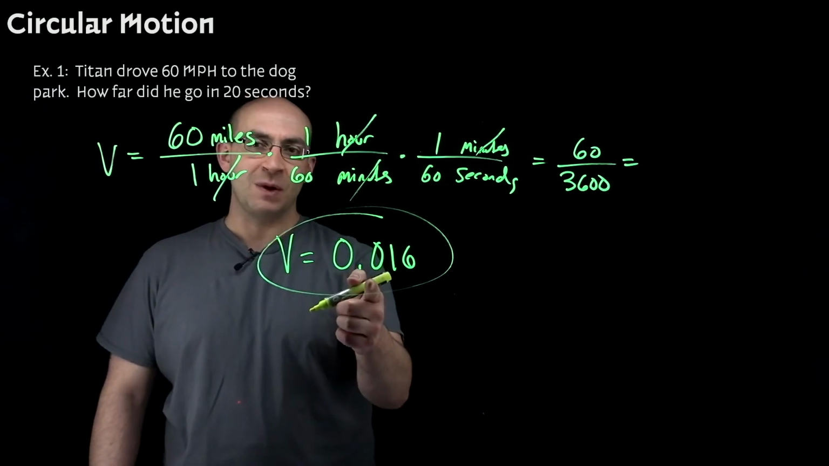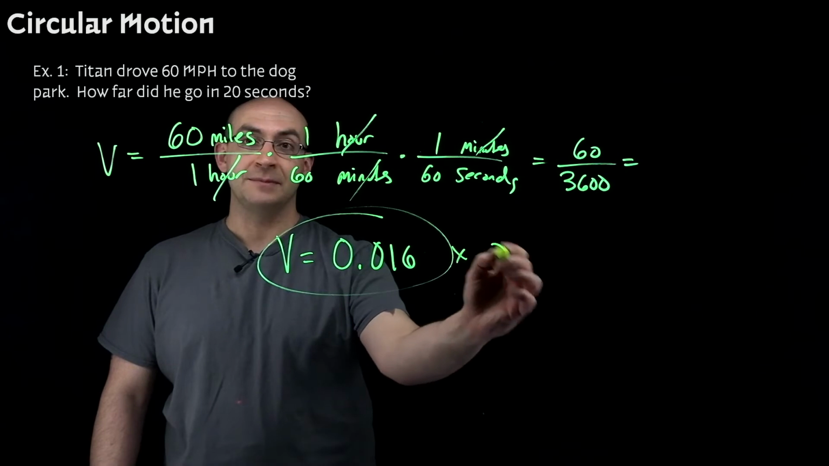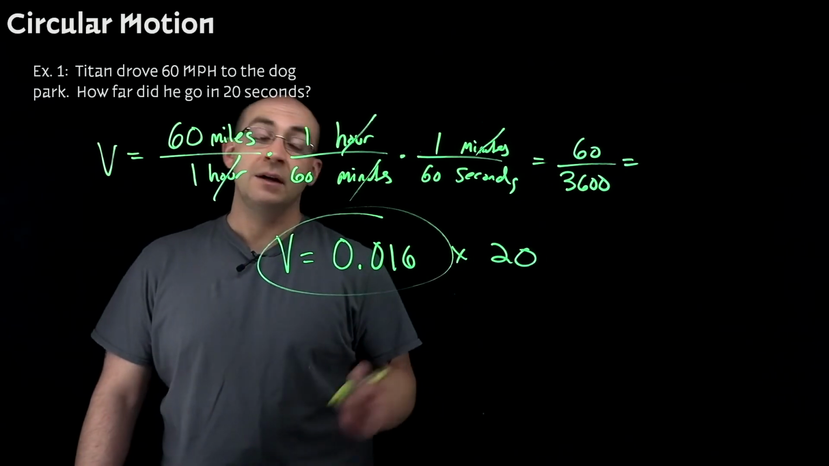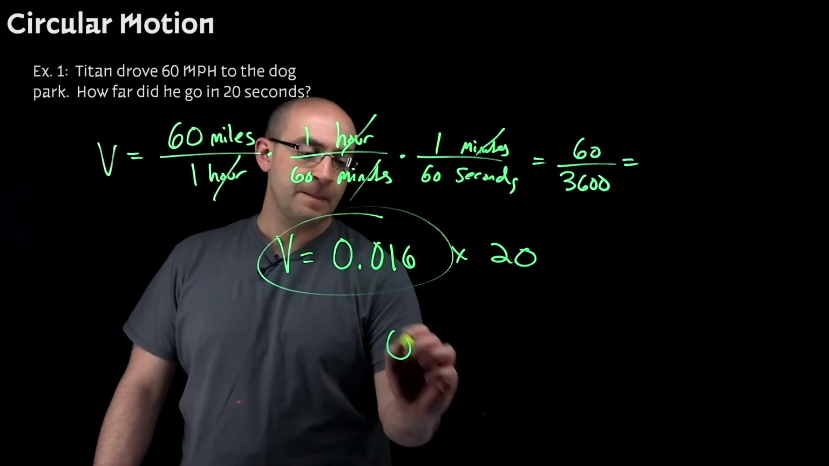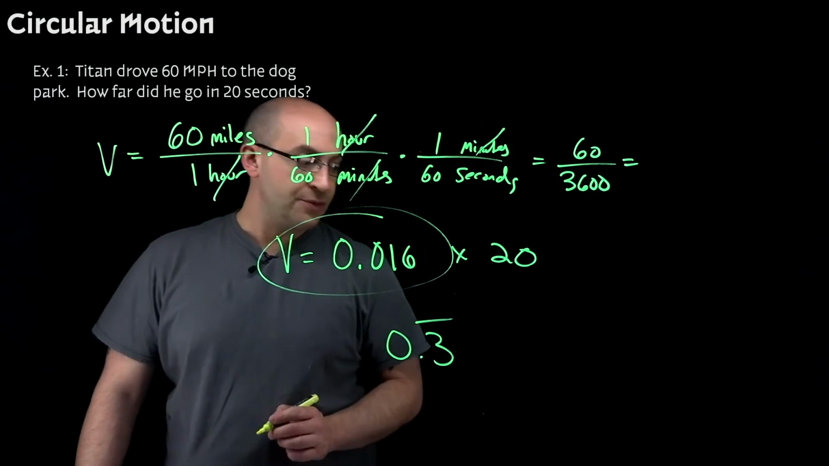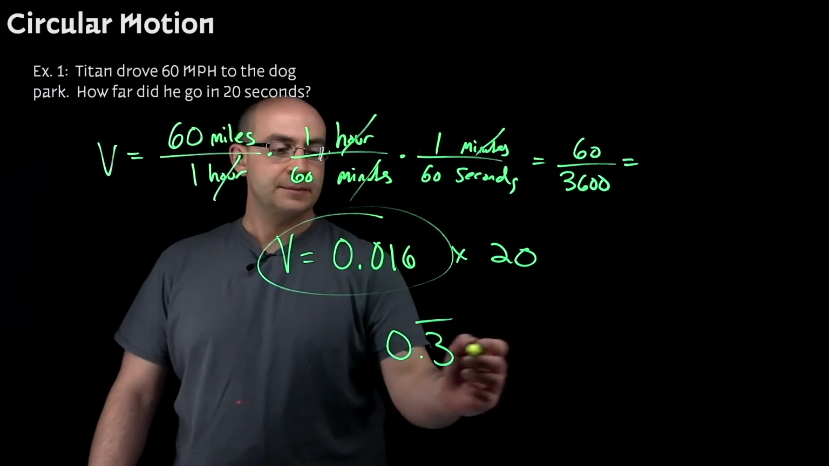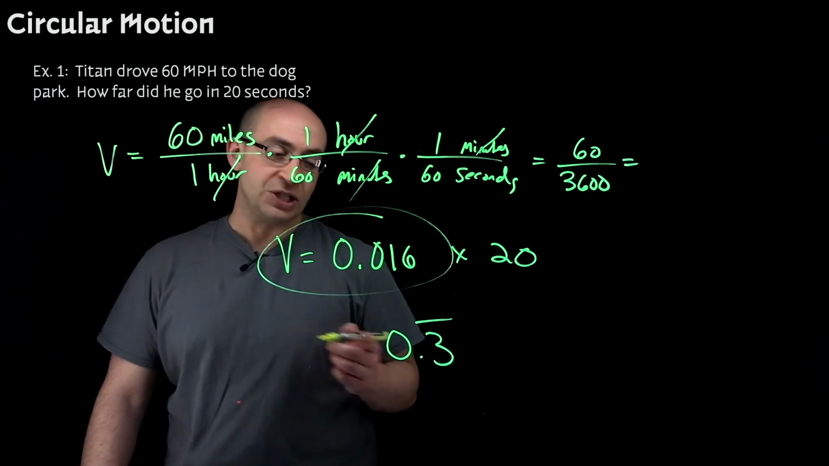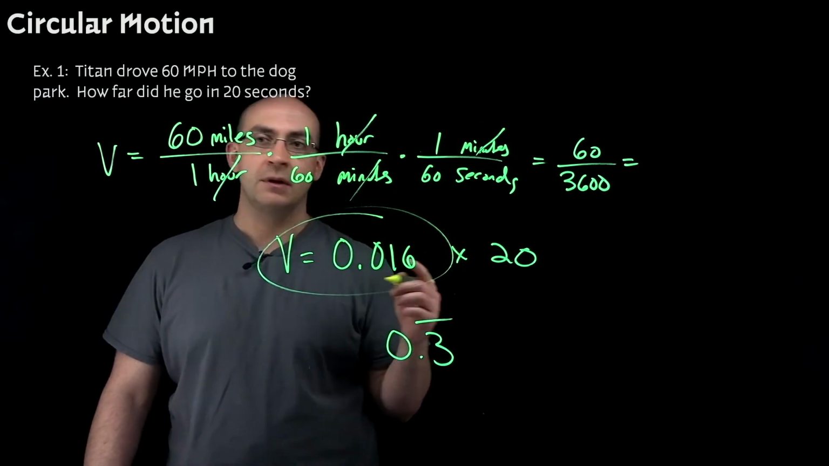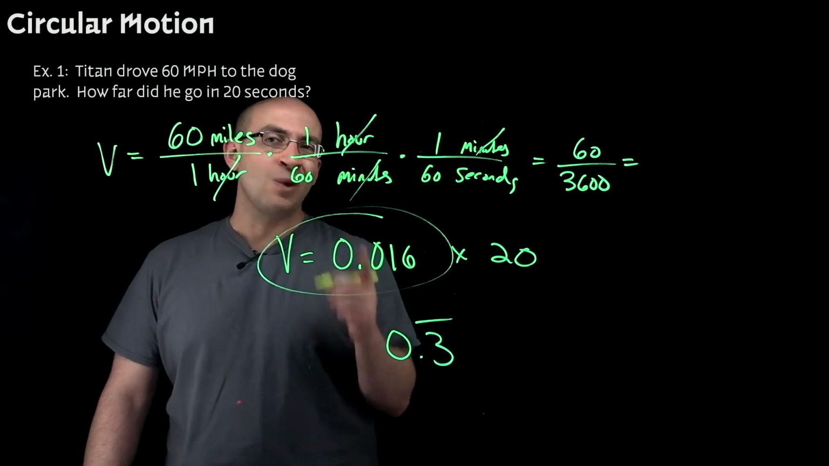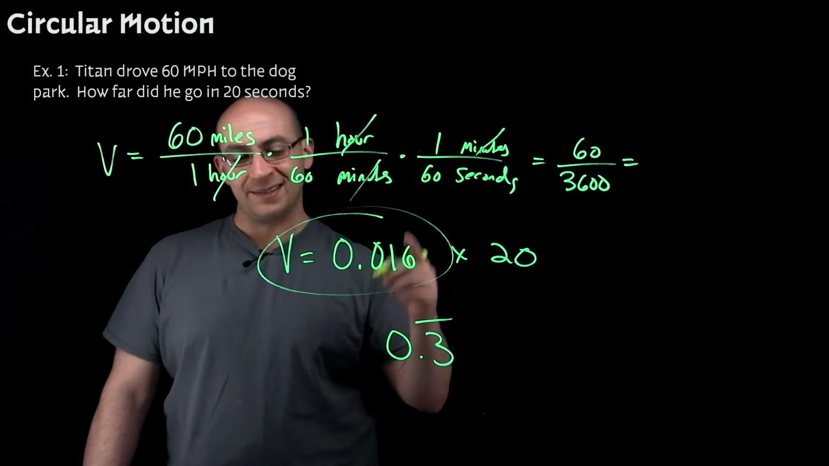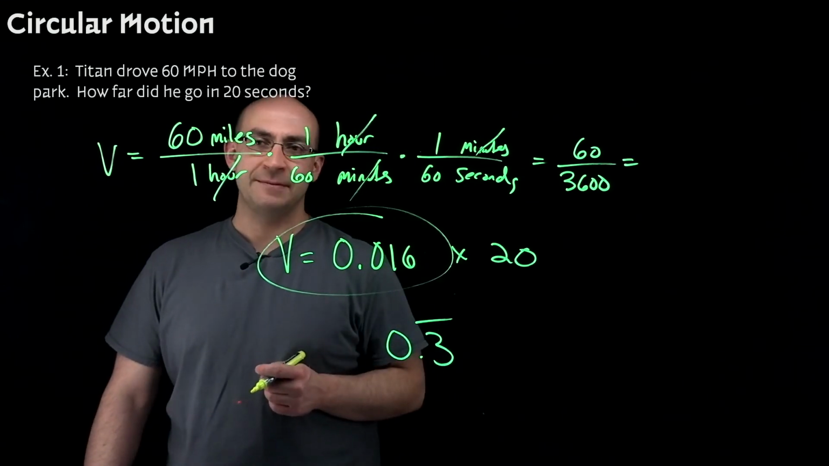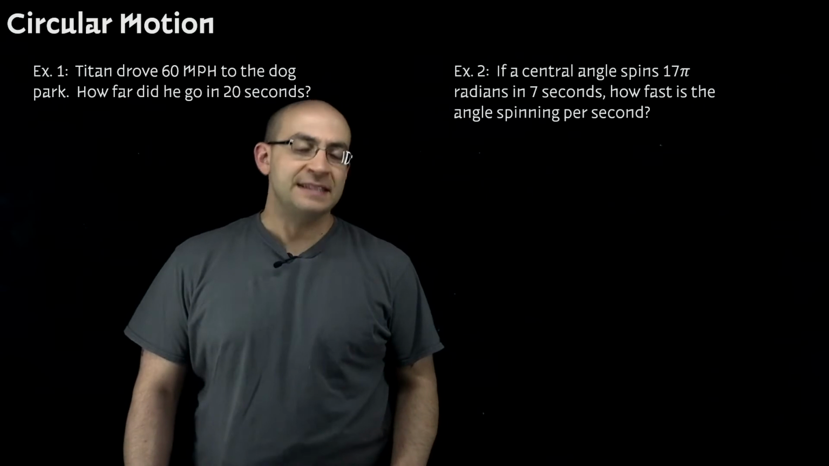So if this represents 1 second, I'm simply going to multiply by 20. And when I do that, we're going to get our final value of 0.3 repeating, or 1/3. So Titan, if he drove 60 miles per hour to the dog park, which is really fast on this road, that means in 20 seconds, he went 0.3 of a mile. Not bad. Moving on.